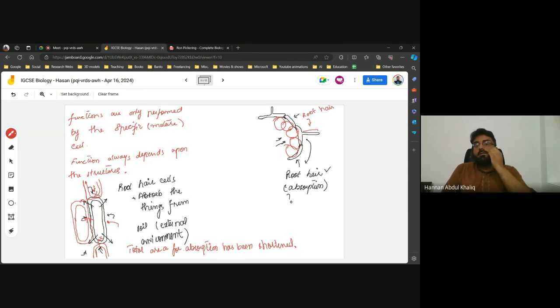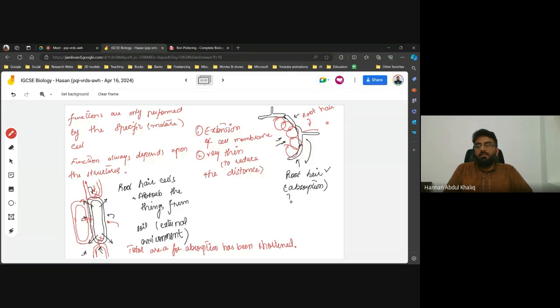Now, what are the basic changes over here? Number one, it creates an extension of the cell membrane, which would help it absorb many things. Number two, that extension is very thin, to reduce the distance to be traveled by the molecules.